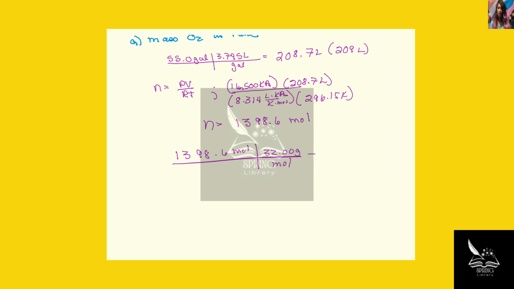And this will equal times 32. Ooh, I better go check my sig figs here. There's 3. So I can go to 3 sig figs. 4.48 times 10 to the 1, 2, 3, 4 grams. There's my mass.